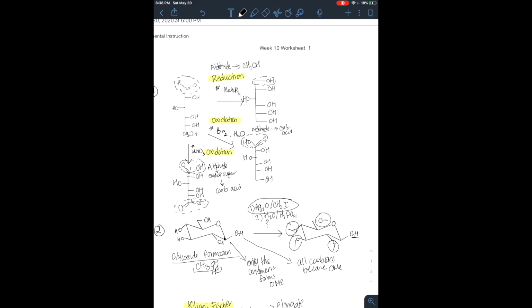However, we see that in our final product we have an OH. So first thing we're going to do, there's an intermediate step where everything is an OMe. But then when we react water and an acid, like H2O and H3PO4, what that does is it converts the anomeric carbon from an OMe into an OH.